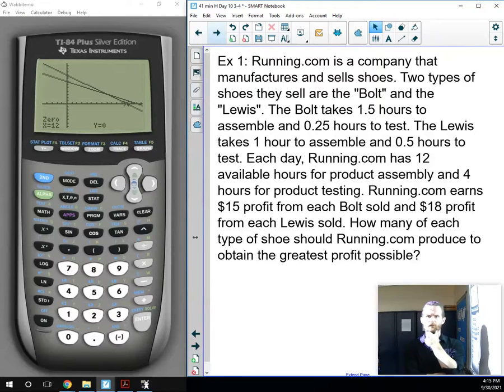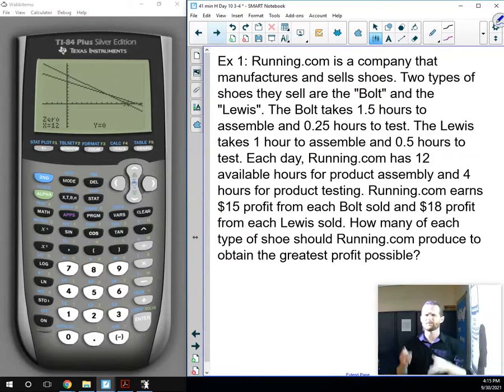The Bolt takes 1.5 hours to assemble and 0.25 hours to test. The Lewis takes 1 hour to assemble and 0.5 hours to test. Each day, running.com has 12 available hours for product assembly and 4 hours for product testing. Running.com earns $15 profit from each Bolt sold and $18 profit from each Lewis sold. How many of each type of shoe should running.com produce to obtain the greatest profit possible?